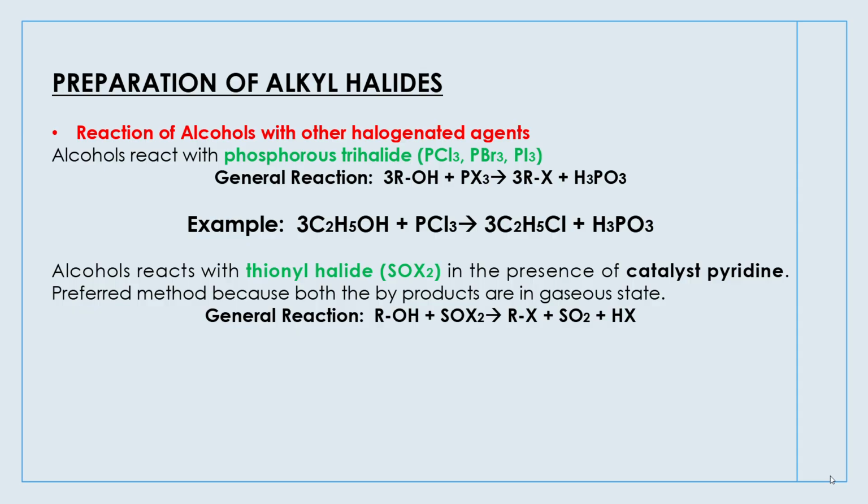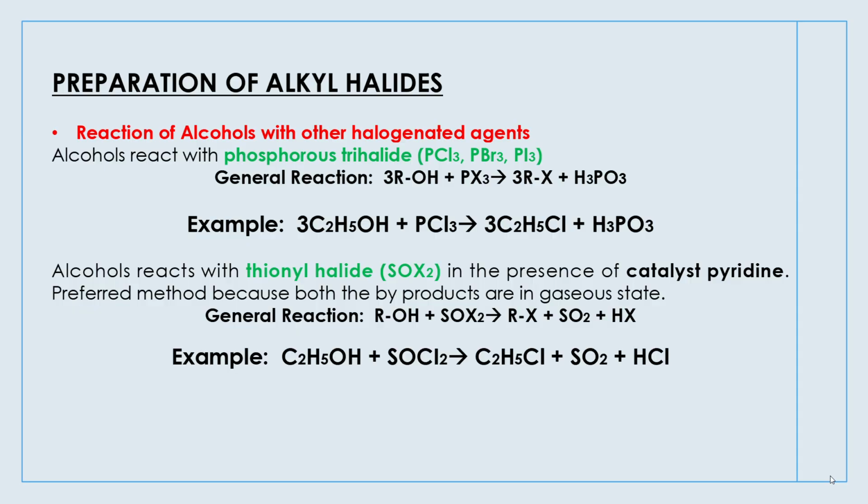Also, it reacts with thionyl chloride in the presence of the catalyst pyridine, and it gives the production of gaseous sulfur dioxide, hydrogen halide and the alkyl halide. Ethanol reacts with thionyl chloride, SOCl2, to form ethyl chloride, sulfur dioxide gas and hydrochloric acid. Make sure to remember that this reaction takes place in the presence of the catalyst, which is pyridine.